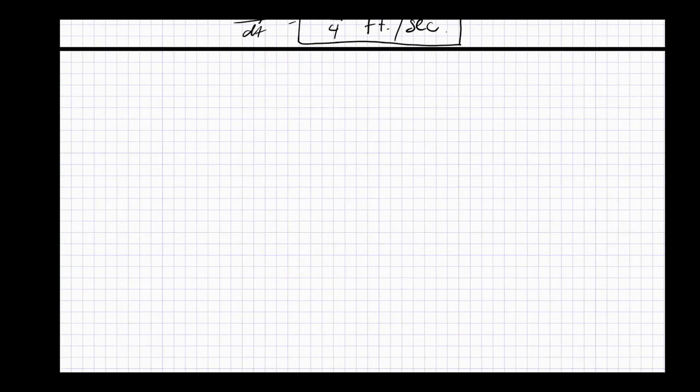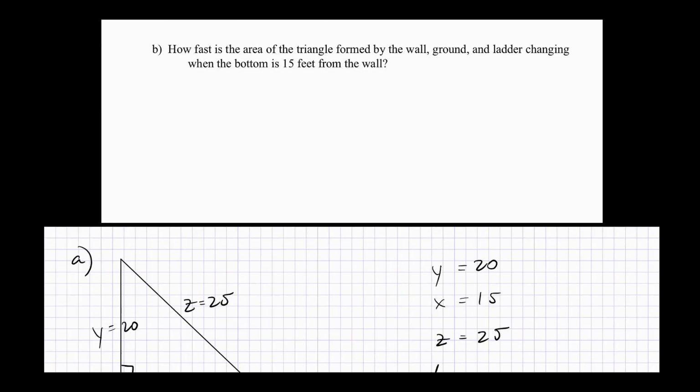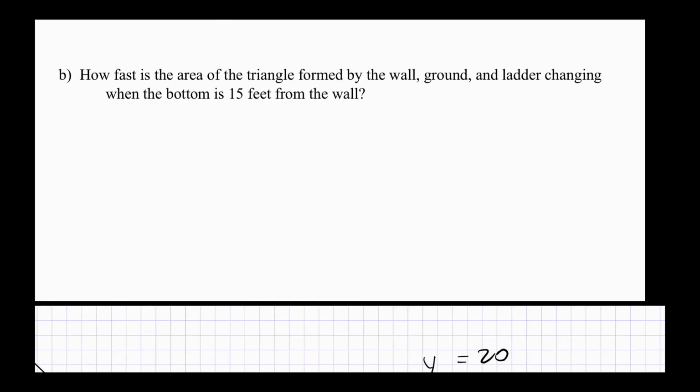The nice thing about B is that a lot of what we use is going to be used again. They're asking a different question, but a lot of the numbers that we use, x, y, z, dz dt, dx dt, all of those things, are going to be the same. So how fast is the area? Now it's talking about area. That's giving us a big hint on what we're going to do for step 5 and step 6. How fast is the area formed on the wall and the ladder changing when the bottom is 15 feet?